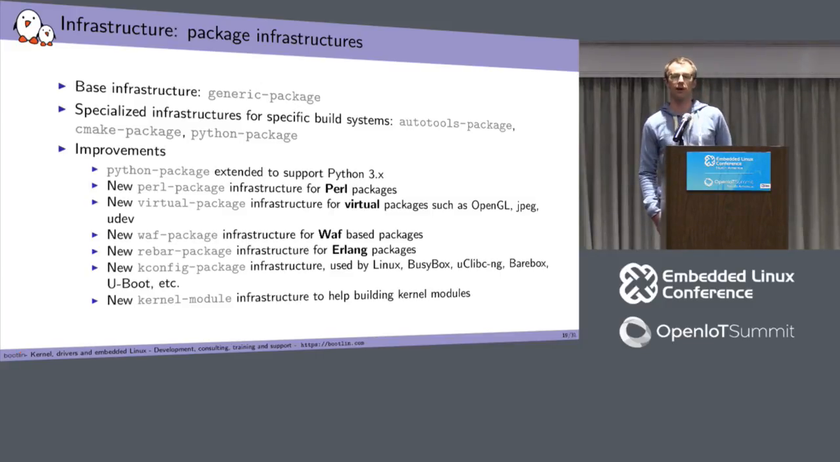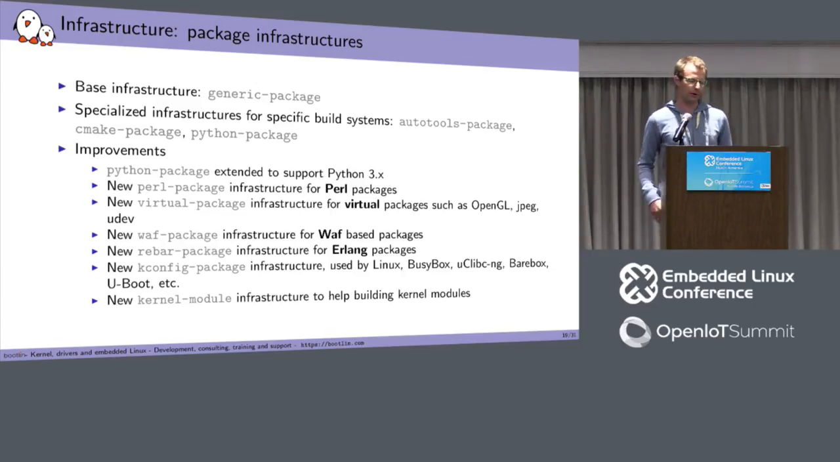We've extended the Python package infrastructure to support Python 3. We've added Perl, and I'm intentionally skipping virtual for a while. WAF, Rebar for Erlang packages, kconfig for kconfig-based packages, and a bunch of others. The virtual package infrastructure allows creating virtual packages, so it's not really a package infrastructure like all the others, but it helps us support OpenGL or JPEG or udev, those packages that provide an API, but potentially have multiple different implementations behind the scenes. So it helps us in handling that sort of thing.